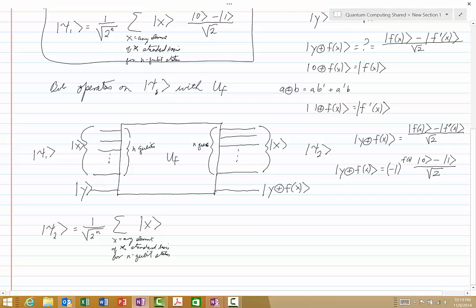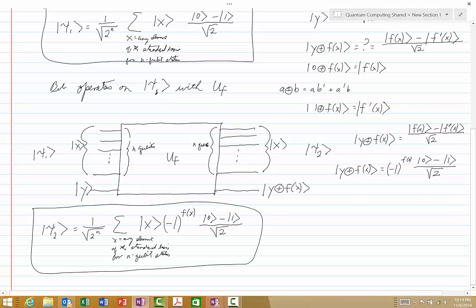So we will end up getting negative 1 to the f of x power times 0 minus 1 over the square root of 2. And that will be the output from the unitary transformation u sub f.